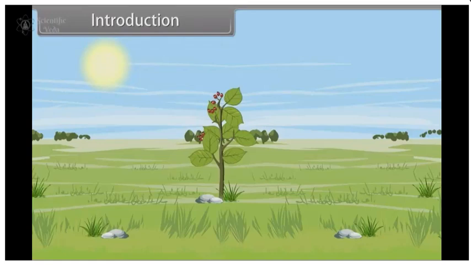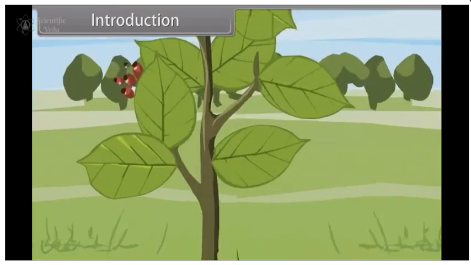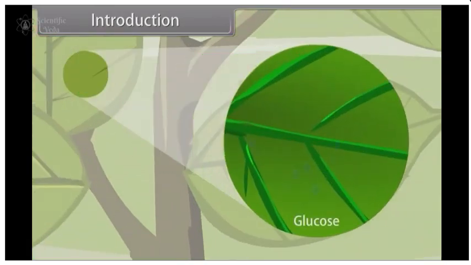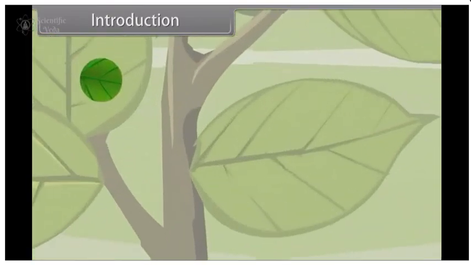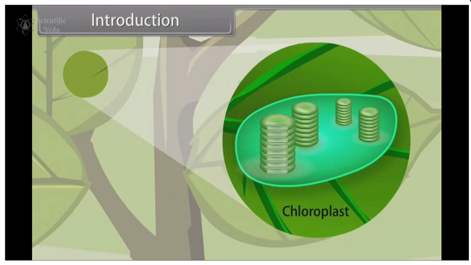In our previous lesson, we have learned so many things about plants. Now we will learn photosynthesis in higher plants. Photosynthesis is the process of converting light energy to chemical energy and forming glucose, which is used by the plant for various activities. Photosynthesis takes place in the chloroplast using chlorophyll, which is a green pigment involved in photosynthesis.